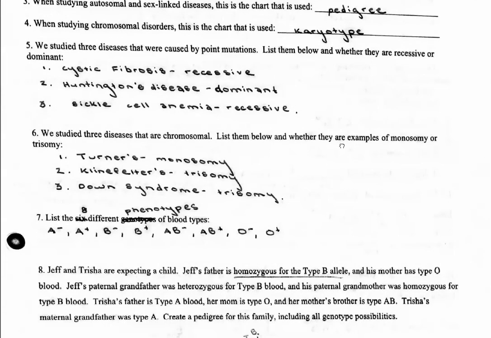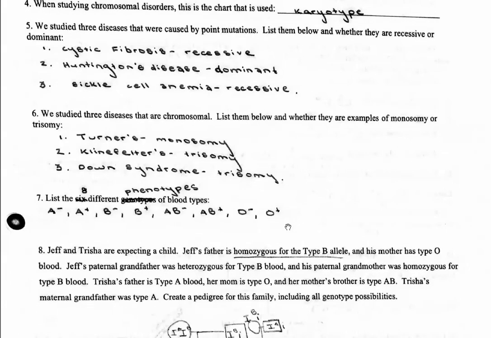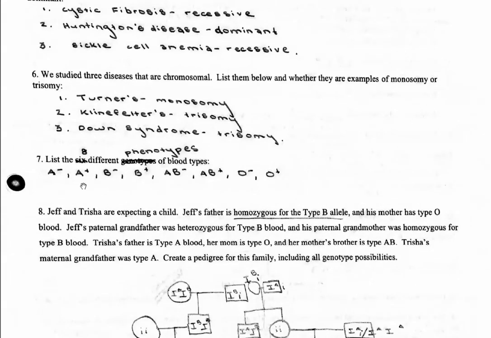And so here are the diseases we looked at. These are the 3 that are point mutations. Cystic fibrosis and sickle cell anemia are recessive, while Huntington's is dominant. These are chromosomal because Turner's, you only have 1 X chromosome. Klinefelter's, you have 2 X's and a Y, so that's trisomy. And Down syndrome, you have 3 chromosome 21s. Okay. These are all the different phenotype blood types that you can have.